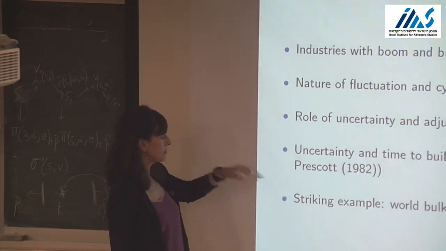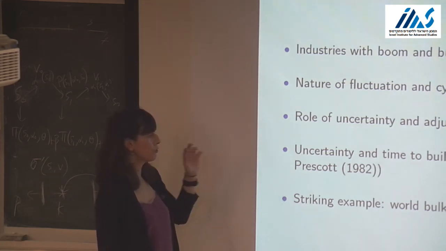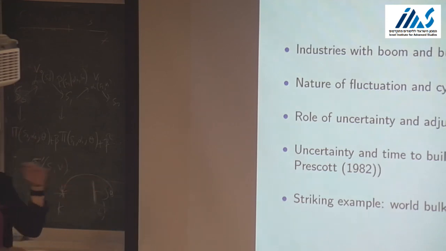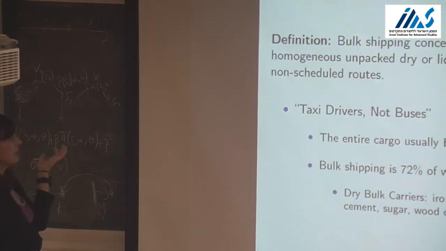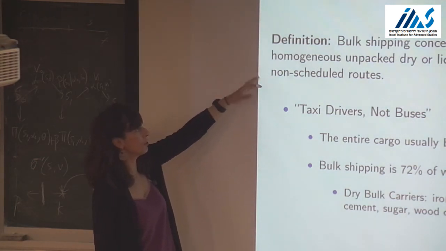We're going to look at a particular example, and I'll show you some graphs, which is the world bulk shipping industry. And then we'll talk again about it after lunch. So what is bulk shipping? Bulk shipping concerns ships that are designed to carry a homogeneous, unpacked, dry cargo for individual shippers on non-scheduled routes.